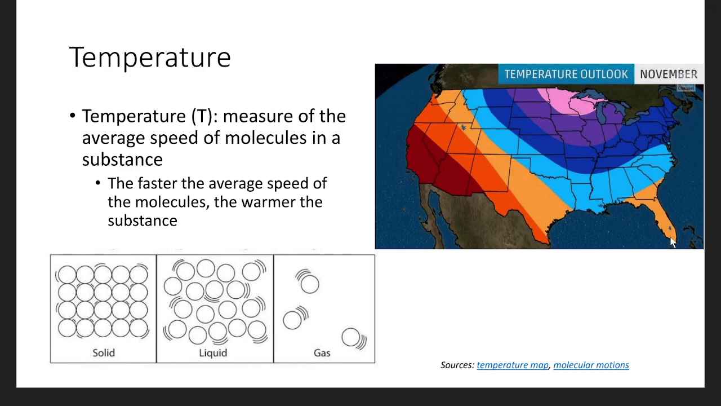That's why an ice cube is solid, the particles aren't moving very fast, and so it feels cooler. While if you have steam, it's a gas, and it feels very hot, and that's because the particles are moving fast and they hit you faster.